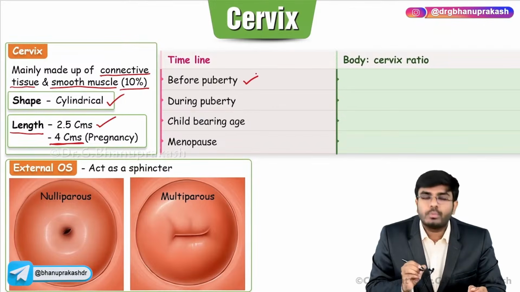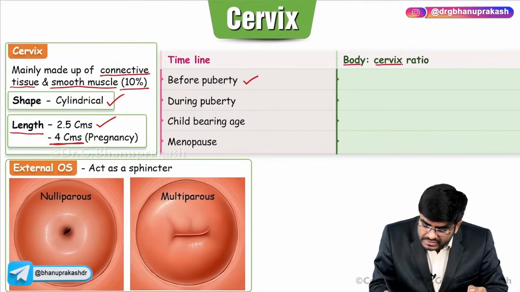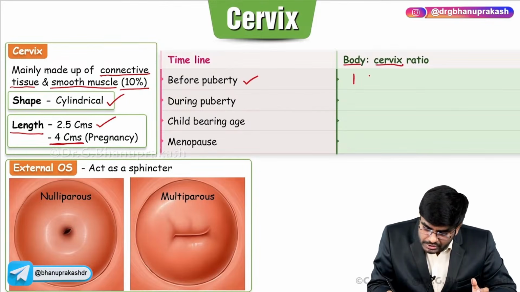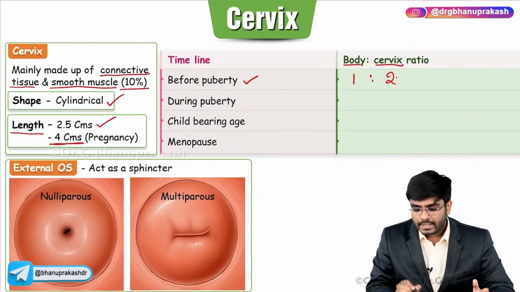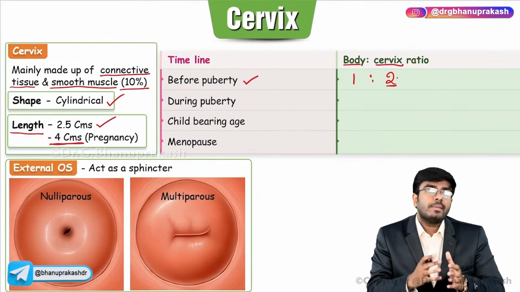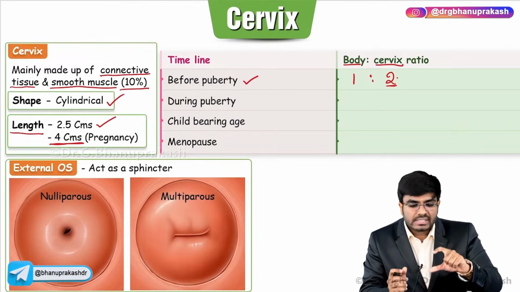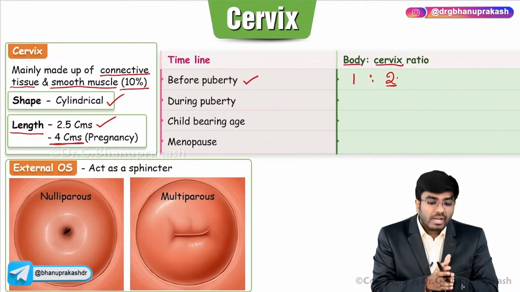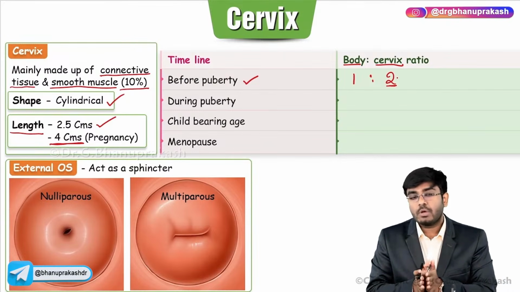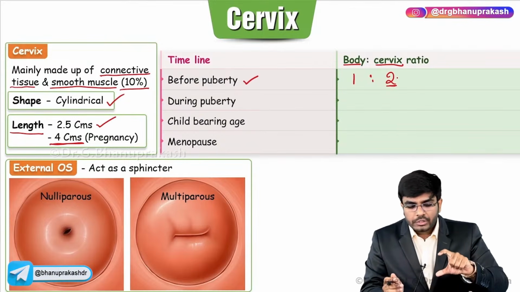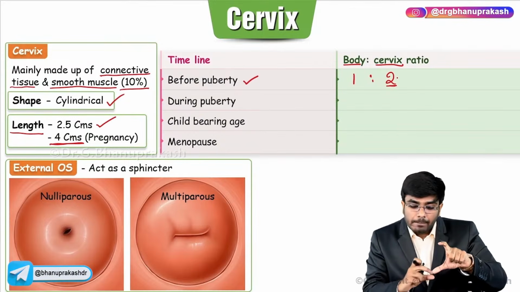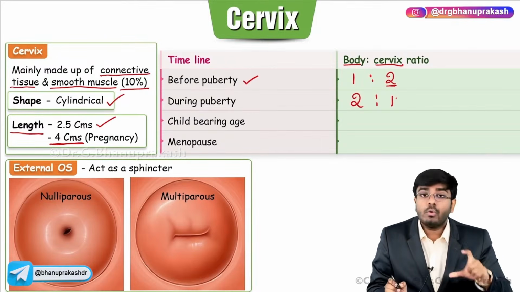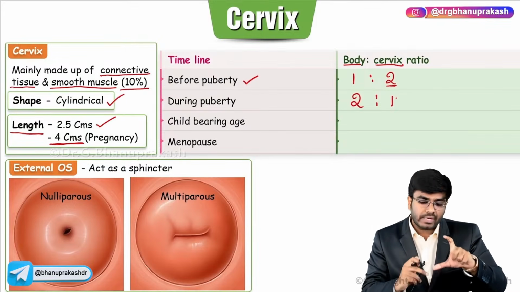For example, before puberty, the body to cervix ratio, where body is nothing but the uterine body, is somewhere around 1:2. What do I mean by this? The cervix is 2 times the length of the uterine body, which means the cervix is longer than the uterine body before puberty. But once she is into puberty, now she is fertile, and her uterine body length will increase in comparison to the cervix. Now it becomes reversed, 2:1. The uterine body is longer than the cervix.